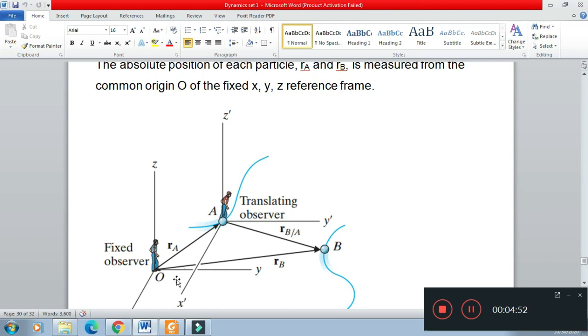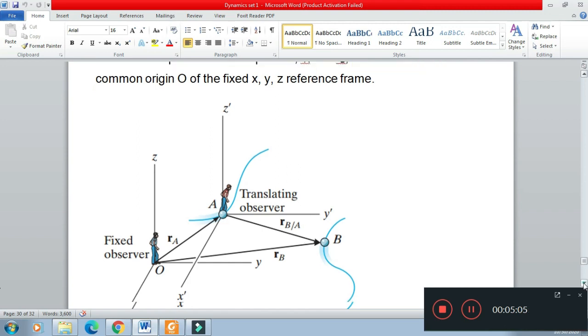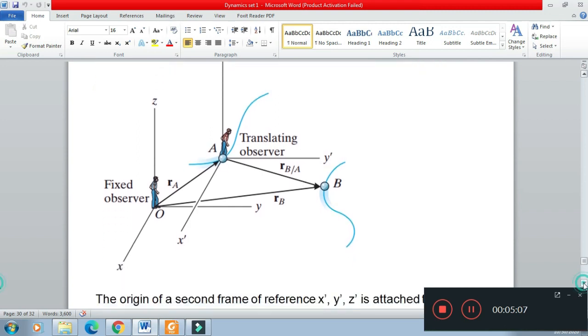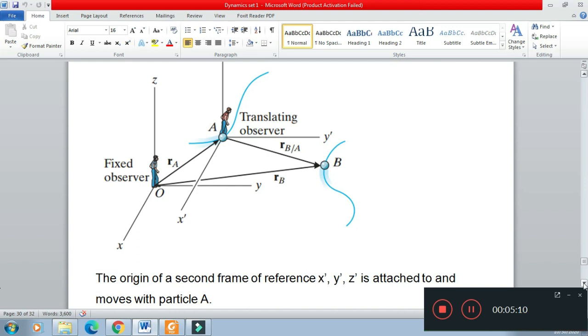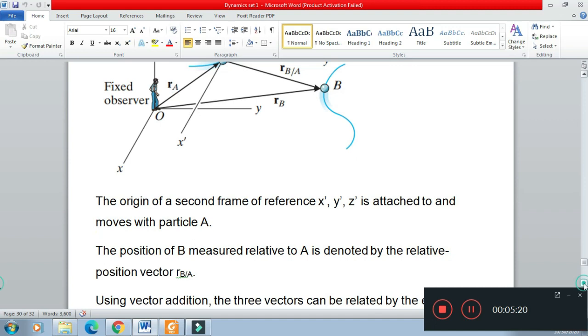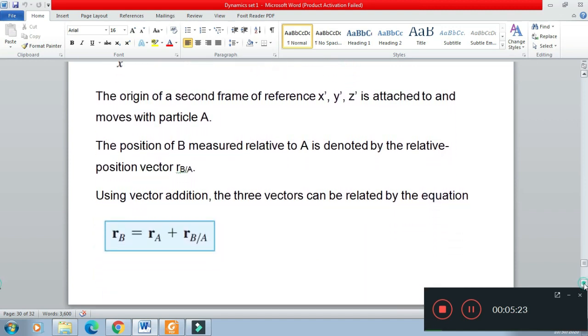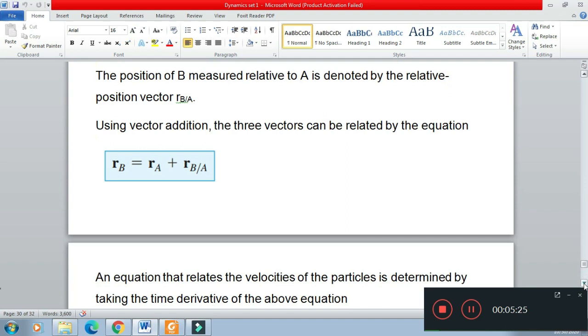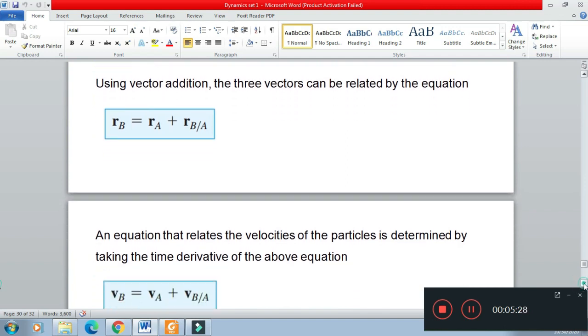and in the present condition we are assuming that there is a moving reference system or translating reference system, and that translating system is attached to A. So we can define the position of B with respect to the translating observer. So here we have two coordinate systems, one is x, y, z, and the other one is x dash, y dash, and z dash. So this is our vector relation RB equal to RA plus RB slash A.